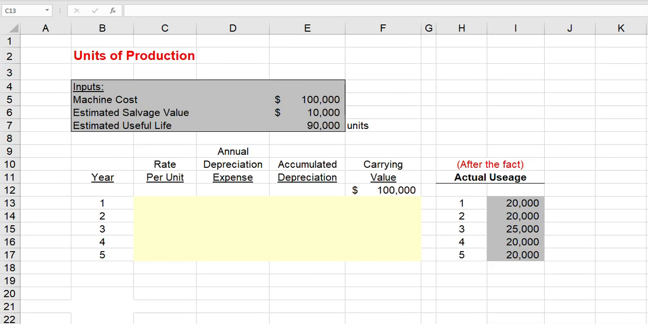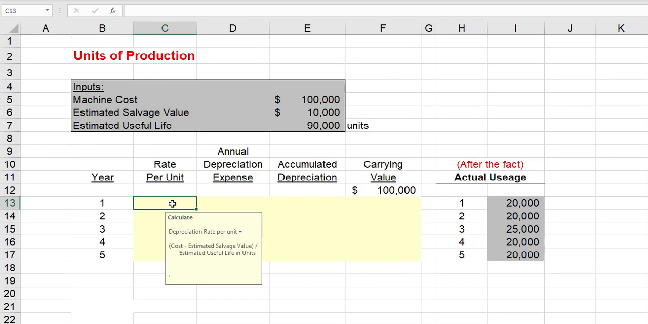In this video, we're going to make use of Excel's MIN function to ensure we don't depreciate our asset below its estimated salvage value. This can be a problem using the units of production or when using the double declining or other declining balance methods.